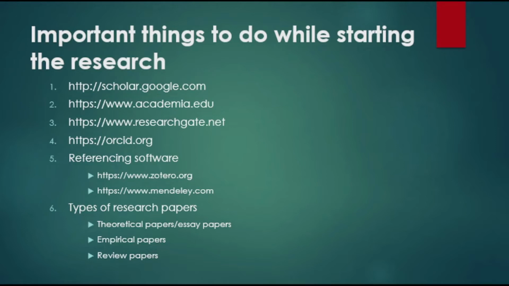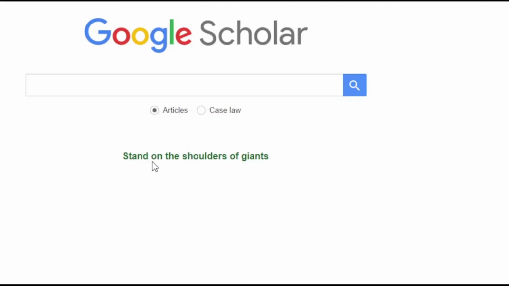And you should also open your own Google account, and the Google account looks like this. This is Google Scholar, and you can open your own account in Google Scholar. And this is the search bar where you can search for papers related to your topic and title. So this is very important, and I advise all of you to open your own account in Google Scholar.